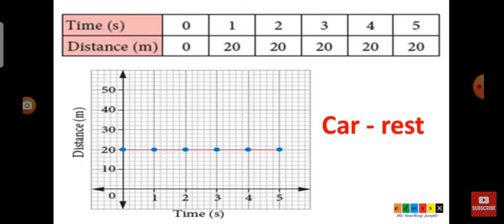Here the result is the graph has zero gradient. The distance is constant for every second.